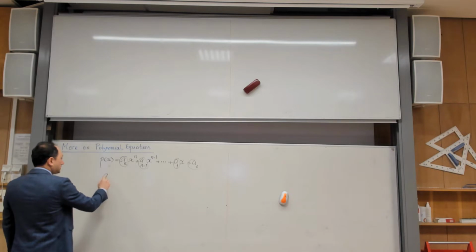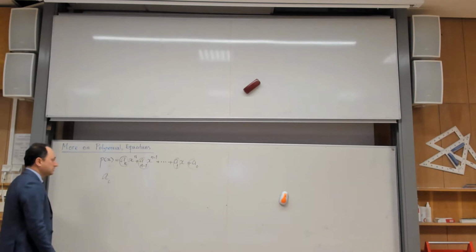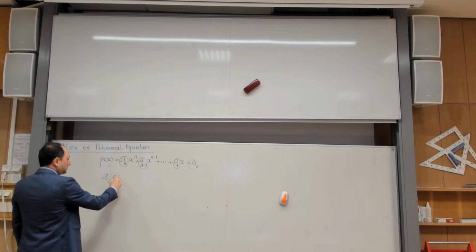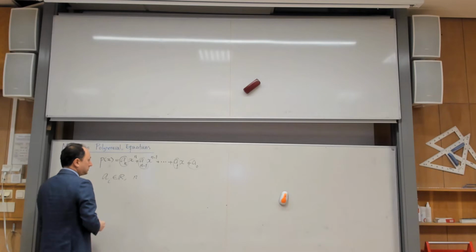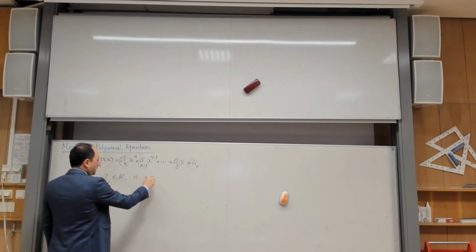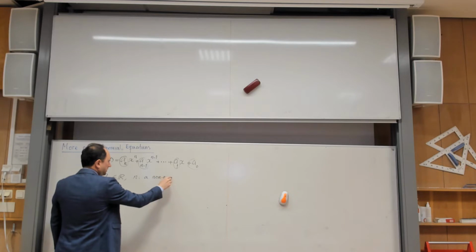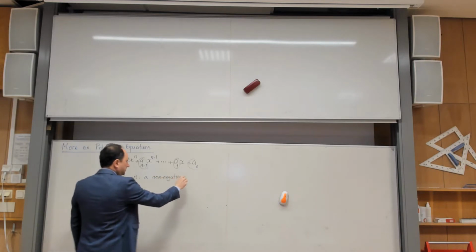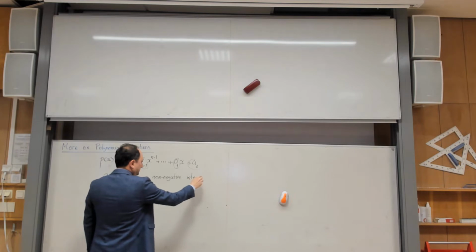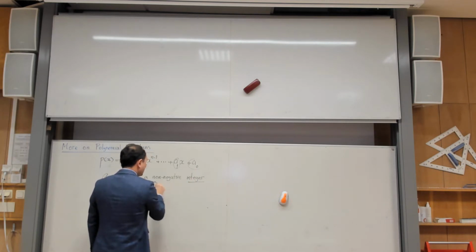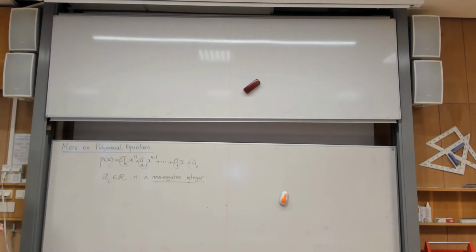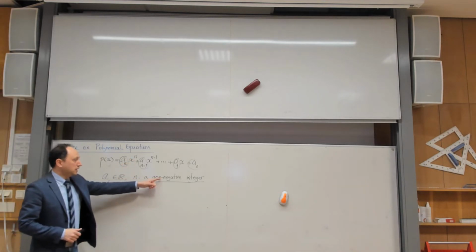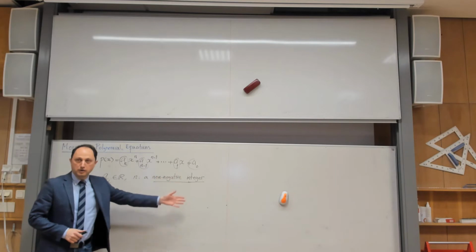So these coefficients, let me collectively call them a sub i, are real numbers, and n is a non-negative integer, yes? So that is the important part: a non-negative integer. An expression like this is called a polynomial. So the power is important. It cannot be negative. It cannot be a fractional power or something.